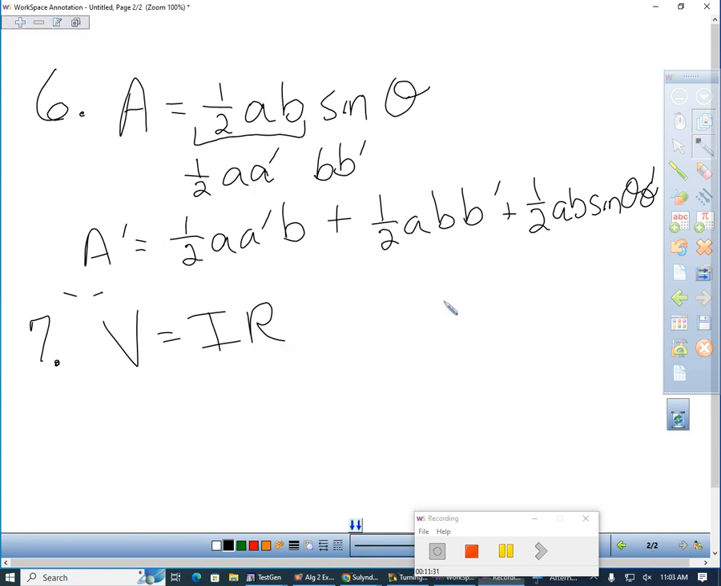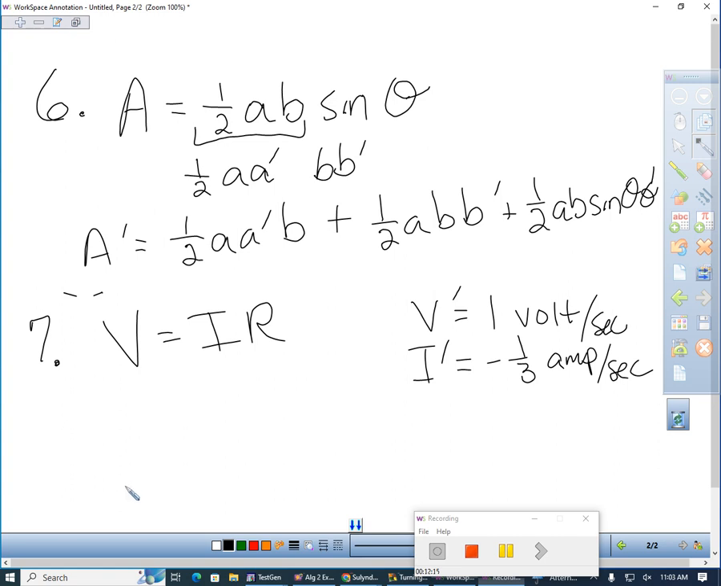So I'm going to come over here and say if V is increasing at a rate, that is a rate, which means it's a derivative. So what that's really saying is that V prime equals that it's increasing at a rate of 1 volt per second. Okay? Actually, I'll put it that way too, volts per second. If we continue reading, it says, while I is decreasing at a rate of 1/3 amp per second. So that means I prime is decreasing, or negative 1/3 amp per second. Right? That's our given information.